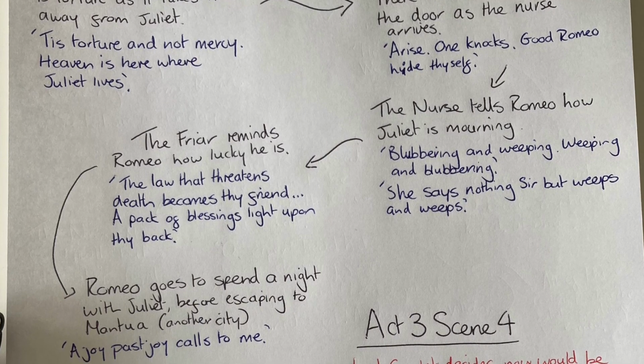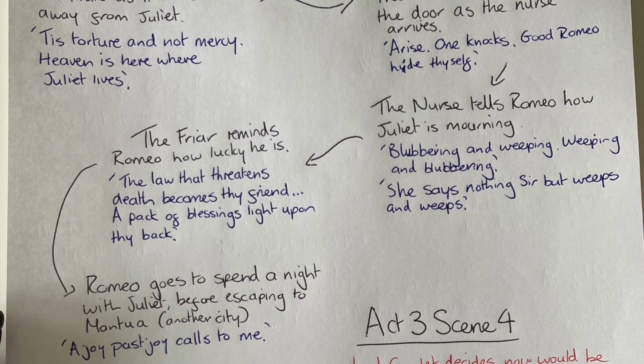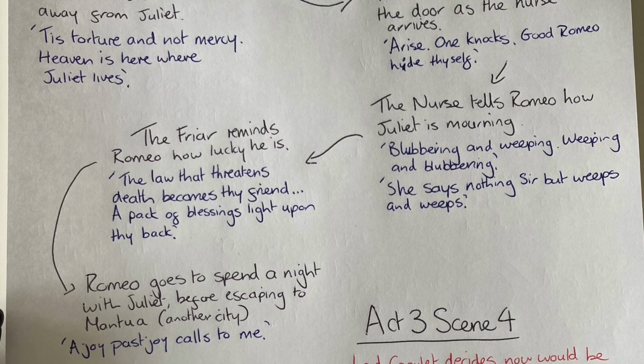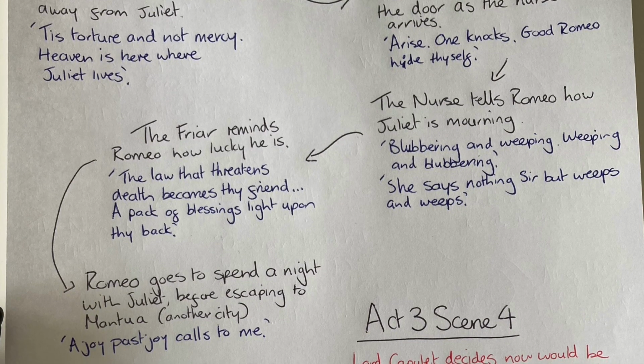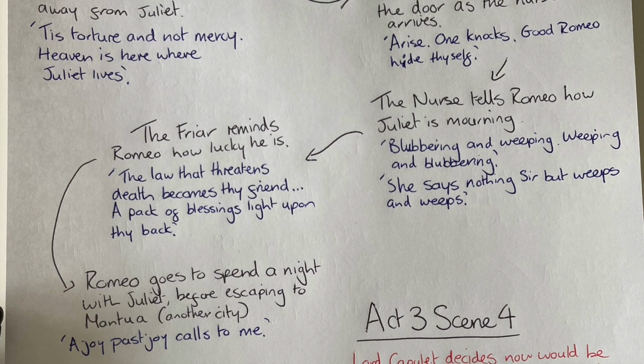Romeo leaves at the end of Act 3, Scene 3 to go and spend one final night with Juliet before escaping to Mantua, which is another Italian city, and he leaves with "a past joy calls to me." So the scene ends on a positive with Romeo leaving to be with Juliet and to be reunited, possibly for the last time.